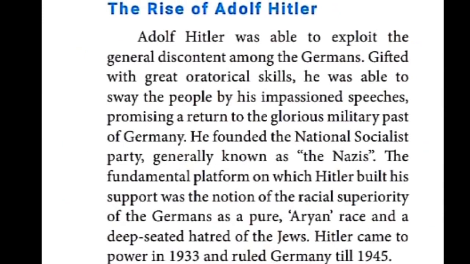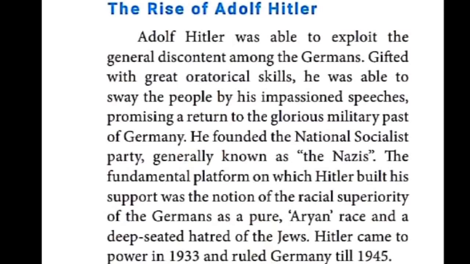The next: rise of Hitler. Under this para, what are the things? Adolf Hitler emerged and became the leader of Germany in the year 1933. Till 1945, he was the leader of Germany. He was the president of Germany, and he also acted as the chancellor of Germany.